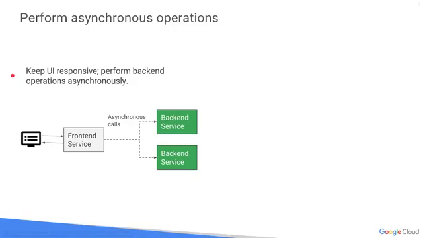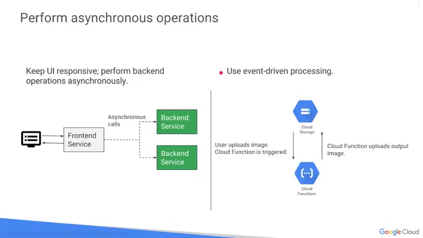Remote operations can have unpredictable response times and can make your application seem slow. Keep the operations in the user thread at a minimum. Perform backend operations asynchronously. Use event-driven processing where possible. For example, if your application processes images that are uploaded by a user, you can use a Google Cloud Storage bucket to store the uploaded images. You can then implement Google Cloud functions that are triggered whenever a new image is uploaded. Cloud functions can process the image and upload the results to a different cloud storage location.